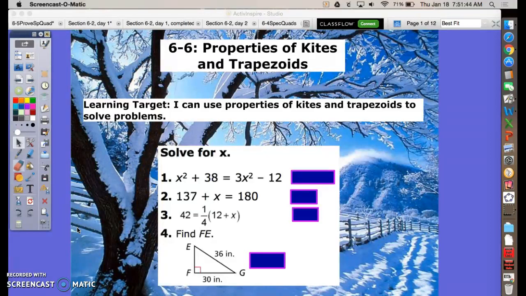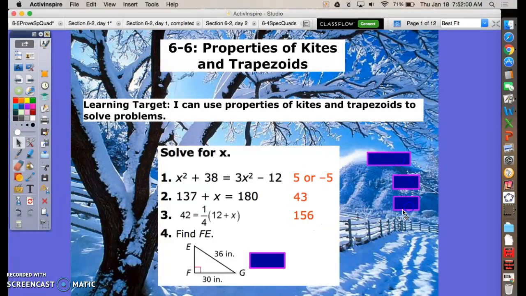I want you to pause the video and complete the 4 warm-up problems, show your work on your note guide, and write down your target. When you're done, press play to see the answers. So make sure you have the work on your notes for your warm-up. Make sure you check your answers.